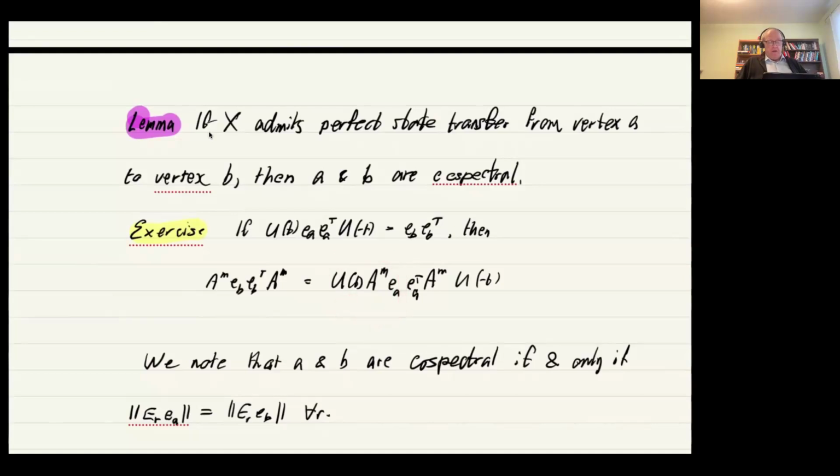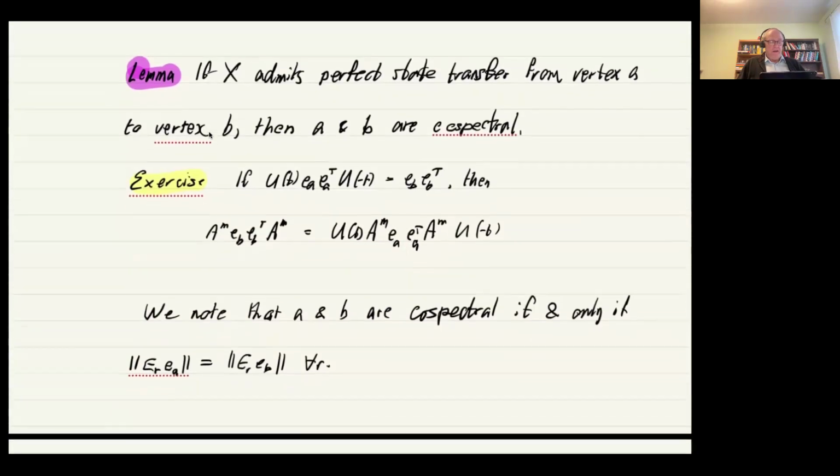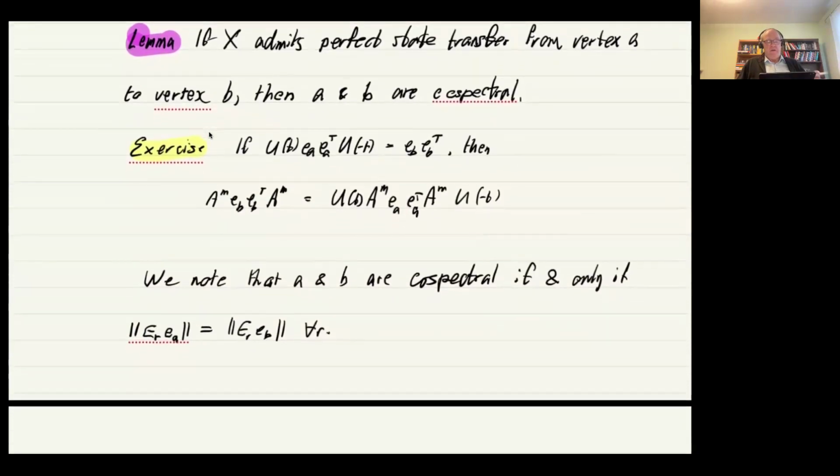U of t is a unitary operation, so the vector A^m e_a and the vector U(t) A^m e_a have the same norm. Since U(t) doesn't change the norm, this is just the norm of A^m e_a, and that's the number of walks of length m starting at a. There is an exercise to be done there. You want closed walks in there at some point, but my advice is to take traces.